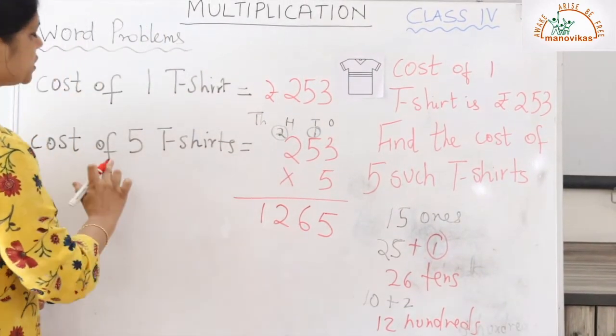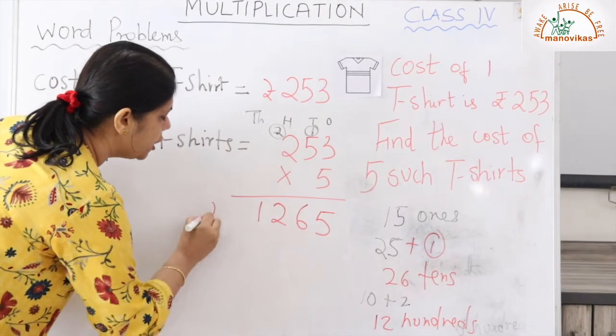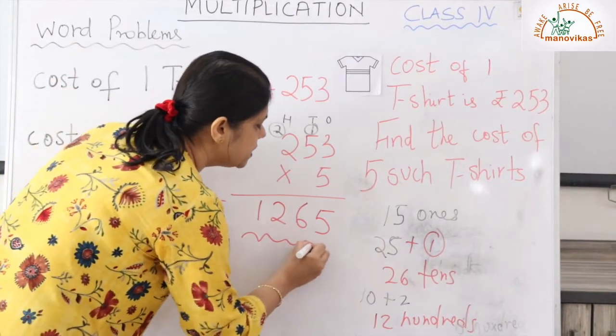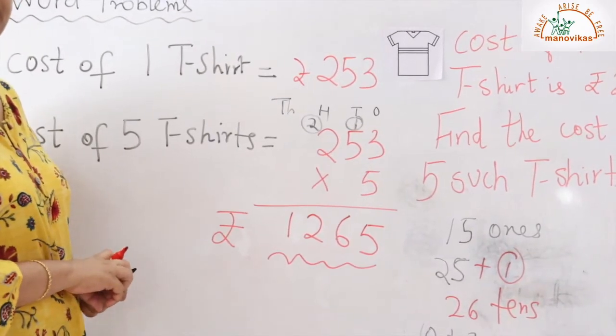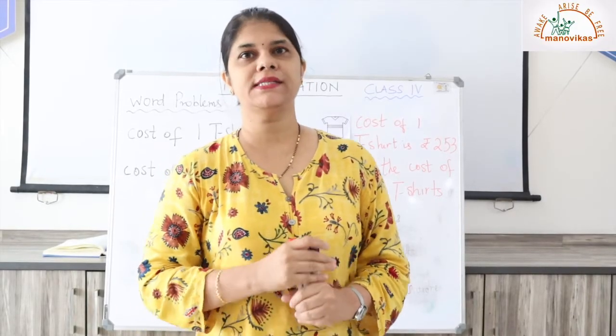So, the cost of 5 t-shirts, how much have you got? Rupees 1265. Please cross check. This was the last part of today's session.